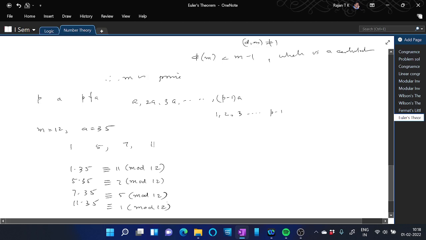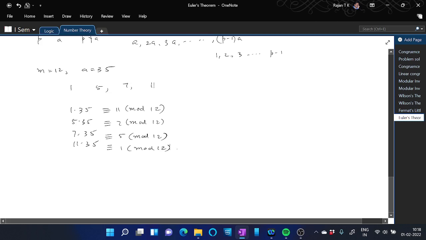So this is the observation that we are getting. It shows that the residues of 1 into 35, 5 into 35, 7 into 35 and 11 into 35 modulo 12 are 1, 5, 7, 11 in some order. Now we are going to generalize this idea. That is the next lemma.